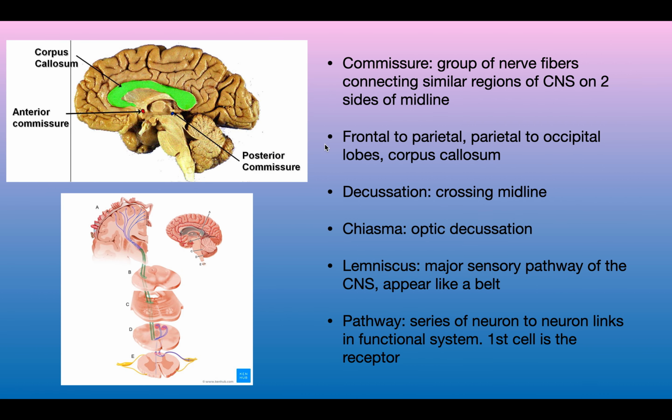The commissure is the group of nerve fibers connecting similar regions, and there are several of these: the frontal to parietal, the parietal to occipital, and then the main one is the corpus callosum, which links two hemispheres together. The decussation is going to be the crossing at the midline, and the main one is going to be the optic chiasm. The lemniscus is the main sensory pathway of the central nervous system, and it goes all the way up to the brain. And the pathway is a series of neuron to neuron links in the functional system. And the very first cell is going to be the receptor.